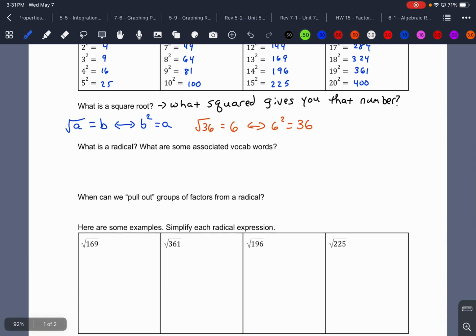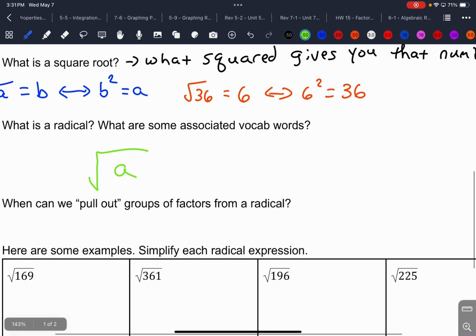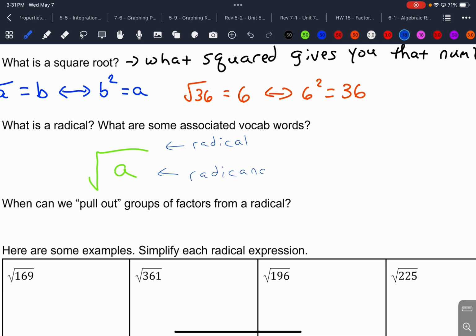But we're going to do some vocabulary on this. When I write this right here, square root of a, what we have is two things. This is called a radical. And the thing that's underneath is called the radicand. Be a good hangman word.